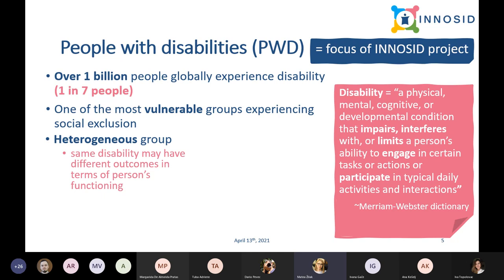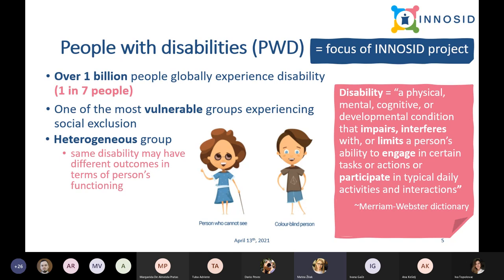Also, the same disability may have different outcomes in terms of a person's functioning. If you see the example picture here on the slide, these are two persons that both have a visual disability, but one is a person who cannot see and the other one is a colorblind person. We can for sure say that these two persons have different needs. For example, if you imagine a blind person using a computer, it will be different from the way the other person will be using the computer. A blind person will probably need a screen reader. So persons with the same disability can have different needs, and this all implies the necessity for a holistic view and interdisciplinary collaboration when designing solutions for the social inclusion of people with disabilities.